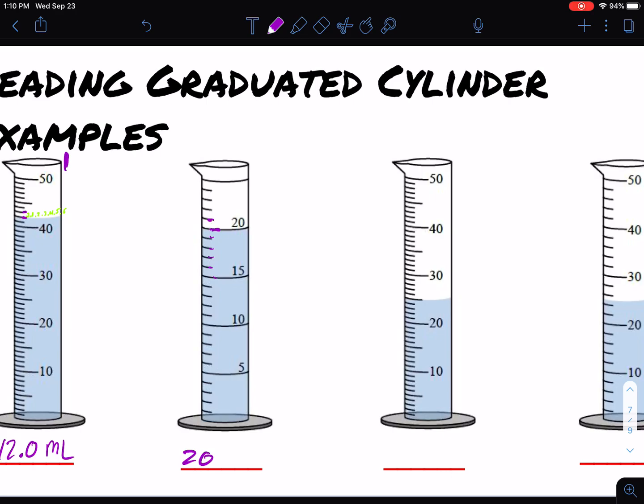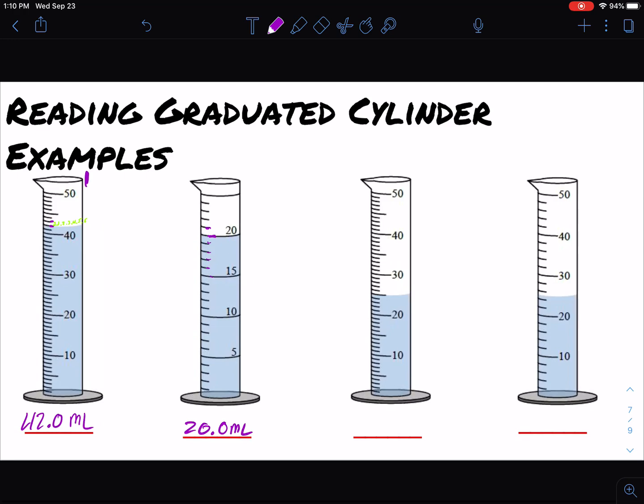20.5. 20.5 means there must be a decimal place. But because it's dead on the 20, it's going to be 20.0 milliliters. Again, 1 decimal place. Let's go to the next one. Again, it goes up by 1s when you count it. We're going to read right where it's at.